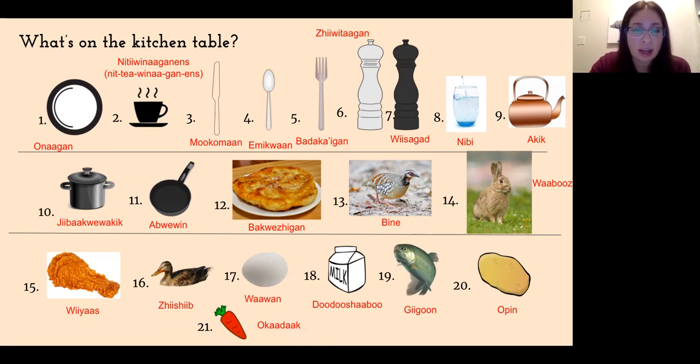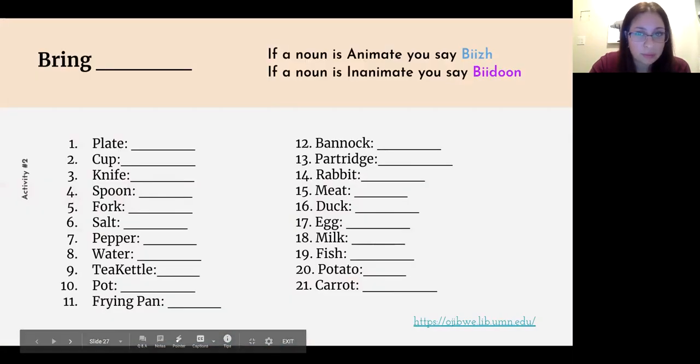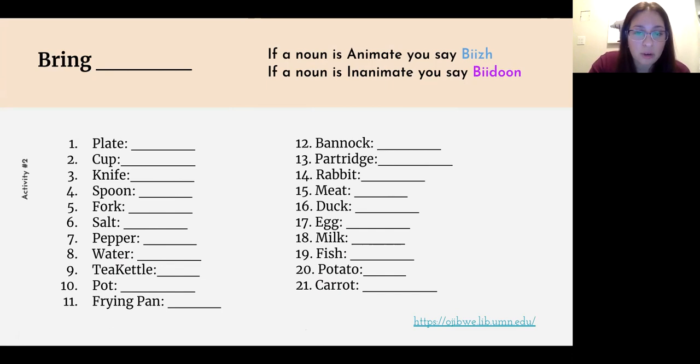I also have a page without the words for the pictures, so you can practice your memorization on the slides near the end. This is an activity we played for one of the live sessions, but it is included in the Google Drive, so you can do this activity yourself. We're going to go over which of these kitchen nouns are animate and inanimate.